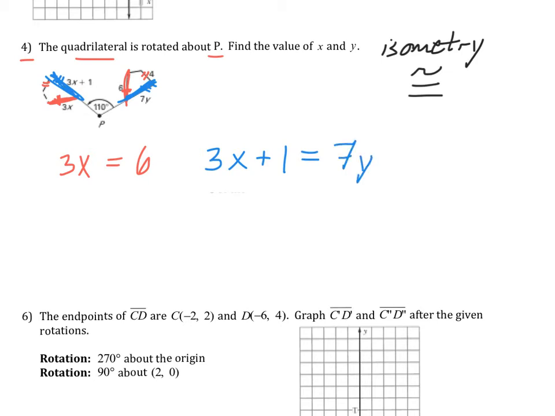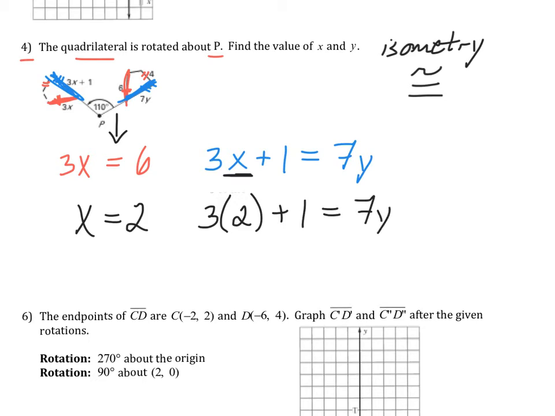Now, in this case, I'm going to want to start with this equation on the left first, because right away I can solve for x. And then I'm going to take that x value and substitute it in right here. So now I end up with 3 times 2 plus 1 equals 7y. So it looks like I end up with 7 equals 7y, which means that y equals 1. If I were to plug them in, that would tell me that this side length right here is 6, which is congruent to this one, and this side length right here is 7, which is congruent to this one.